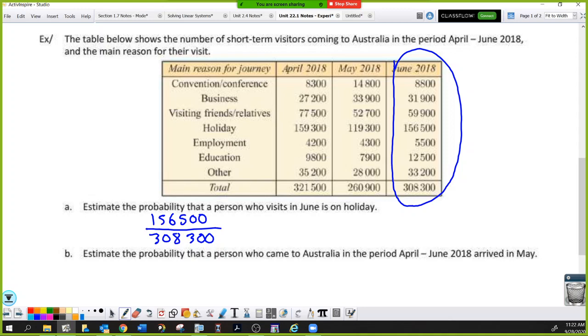And time to do some calculations. 156,500 divided by 308,300. About 0.508. That's 3 sig figs. So a little bit more than a 50% chance. A little bit more than a 50% chance that people that were visiting in June were there for vacation.